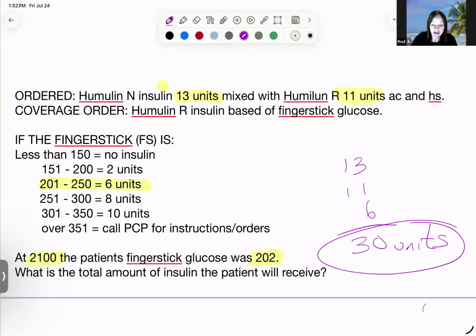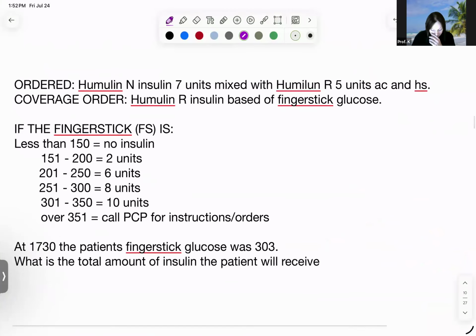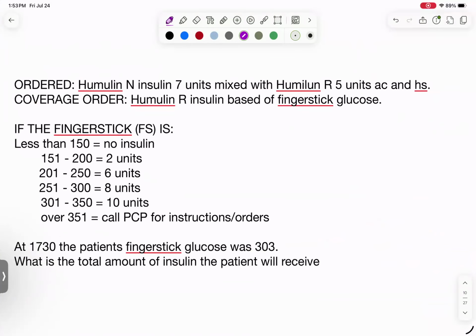So this is a basic insulin order. So tell me what your final answer is for this. 22 units. Okay. So I'm seeing the answer. Yep. Good.